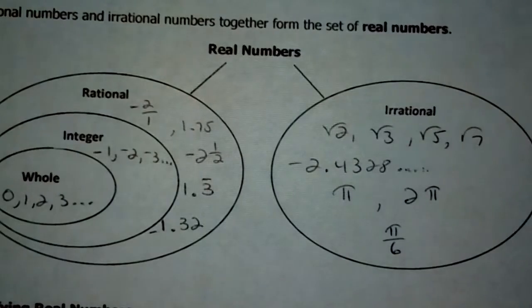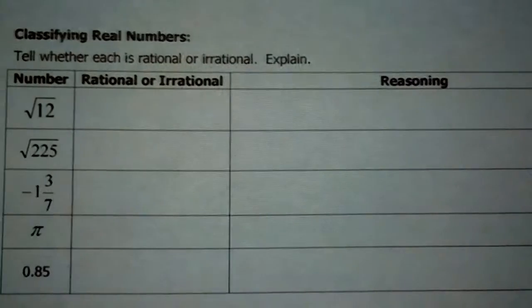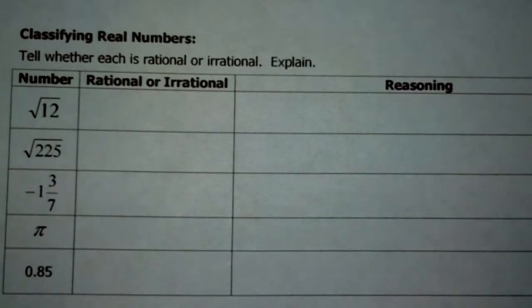All right, so what I want you to be able to do is classify real numbers. And basically, you did this before. I don't know if you remember the words whole, integer, rational. You had to figure out what was what, which category or categories they fell into. Now we're just looking at two categories. Is it rational or is it irrational? And I want you to be able to justify why. Because if you can justify it, that really means you understand it. And that's important. I don't want you just to remember it for a moment.